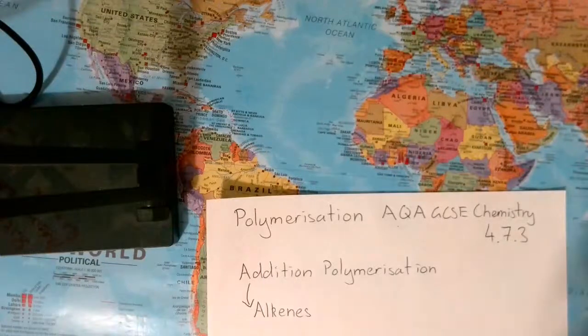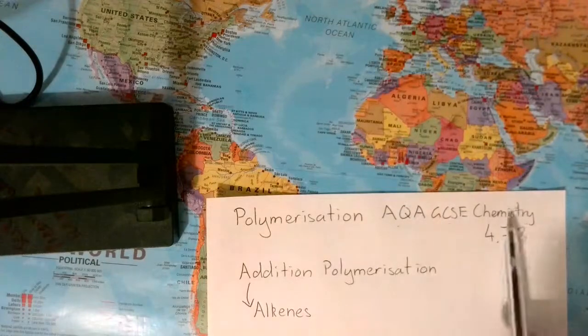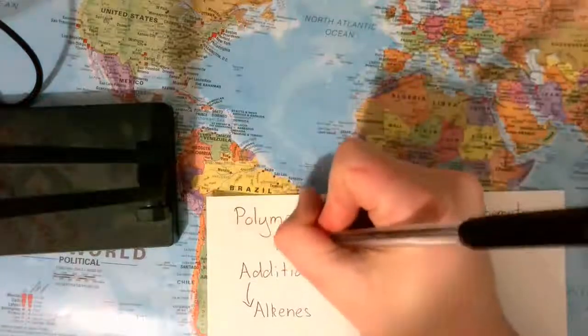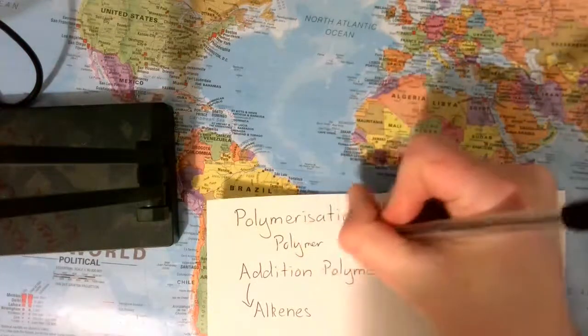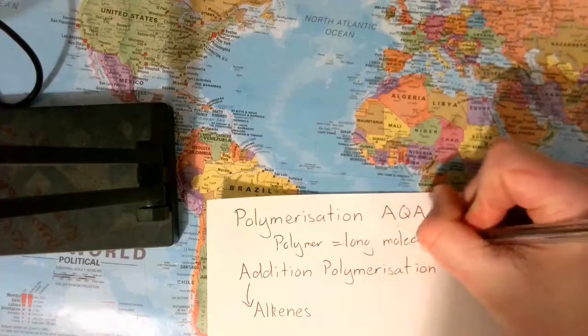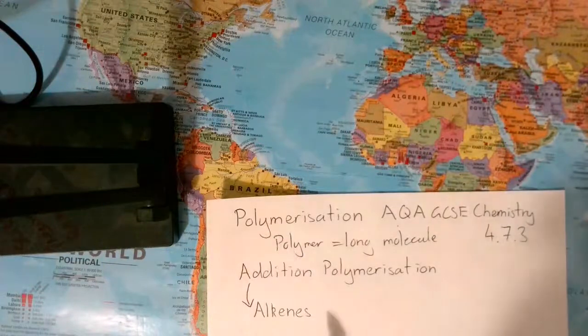Hello, in this video I'm going to talk about polymerisation for AQA GCSE Chemistry specification 4.73. So, polymer, really simple, it's a long molecule. It's a long molecule with a lot of repeating little bits that get put together.